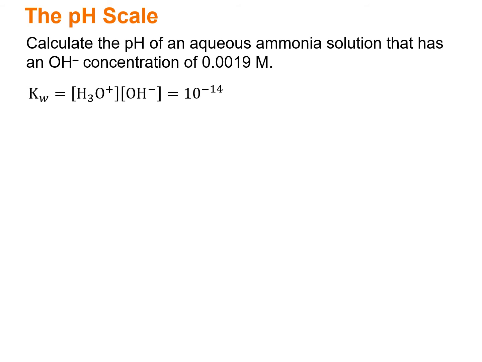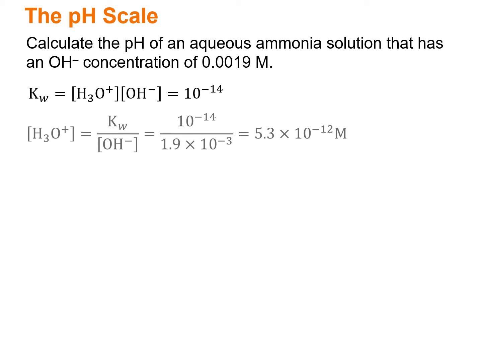So again, we come back to this dissociation of water part that was in the last section that we covered, and we need to use the equation of Kw equals the hydronium times the hydroxide concentration, which equals 10 to the minus 14. And when we rearrange that for the hydronium ion concentration, which we'll need to figure out the pH, we end up with Kw over the hydroxide concentration. And so that's just 10 to the minus 14 over 1.9 times 10 to the minus 3. That leaves me with 5.3 times 10 to the minus 12 molar.